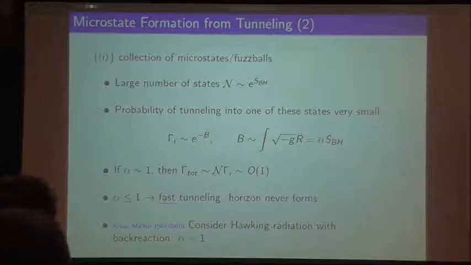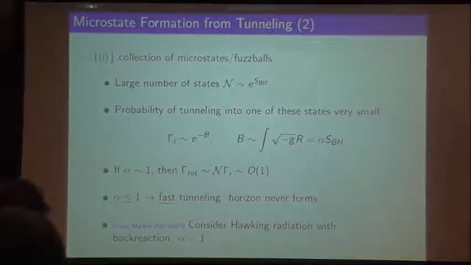And if my alpha here is around 1, in particular smaller or equal to 1, then my total tunneling amplitude will be of order 1, which means that it will instantaneously tunnel into one of these microstates, one of these fuzzballs.